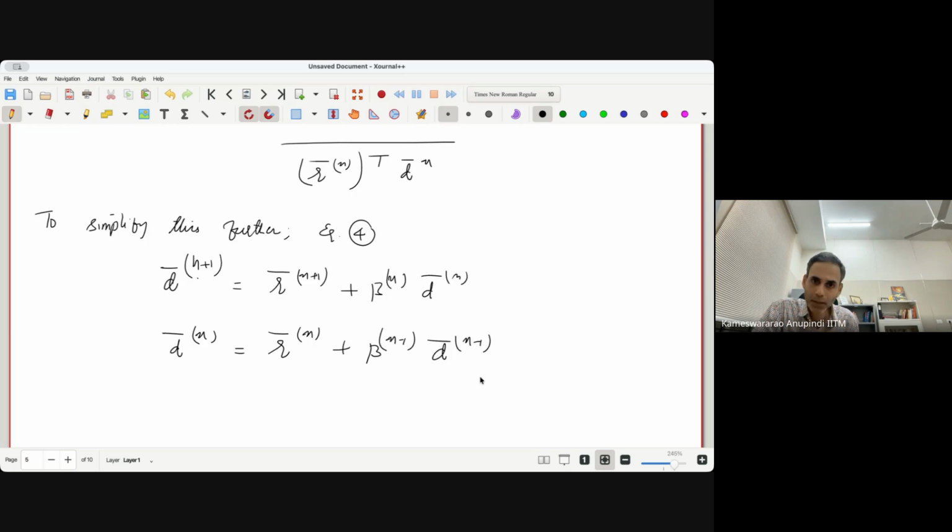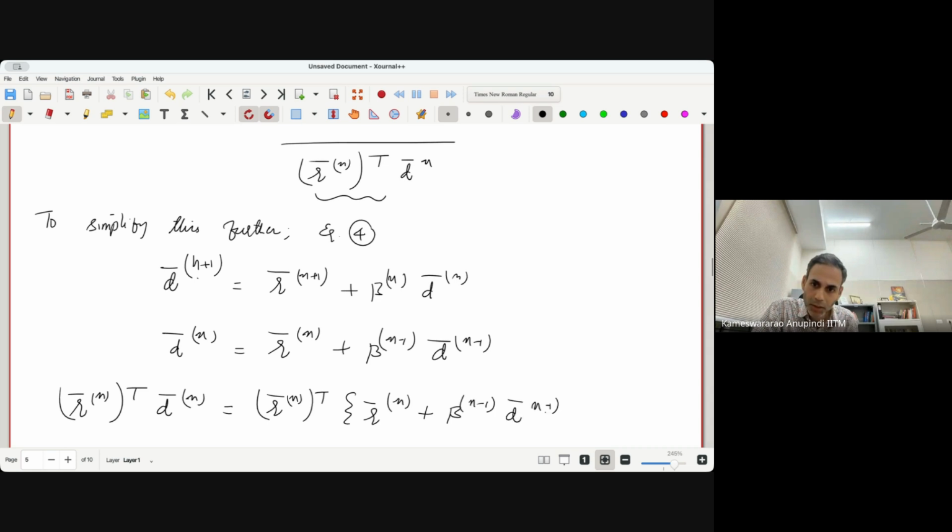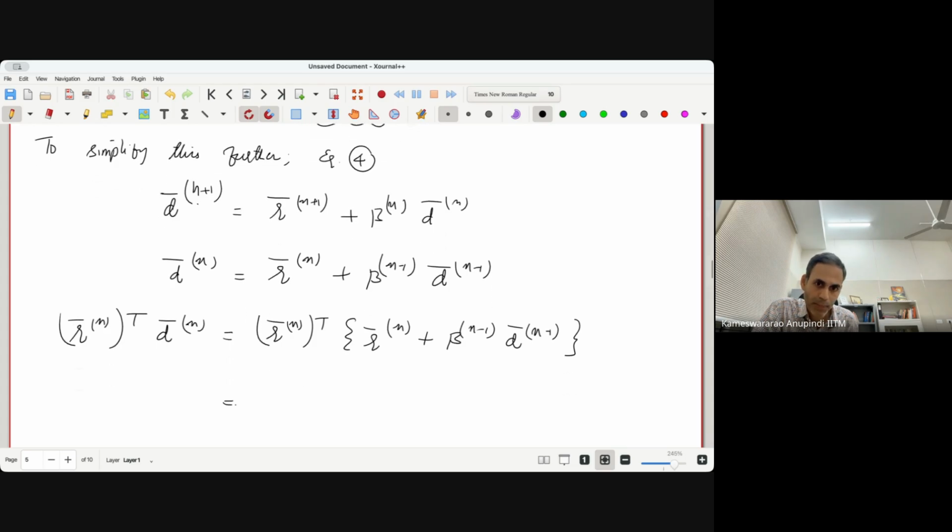Then I can now evaluate the denominator here, which is R_n transpose times d bar_n, equal to R_n transpose times (R bar_n plus beta_{n-1} d bar_{n-1}). So this is going to be R bar_n transpose R bar_n plus beta_{n-1} times R bar_n transpose d bar_{n-1}.